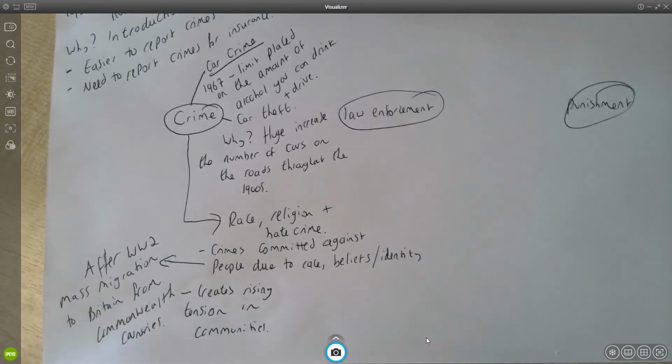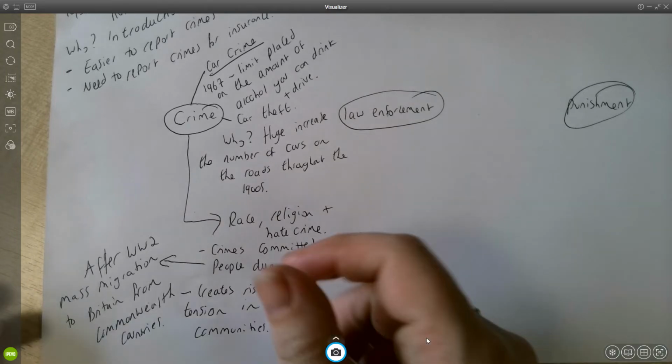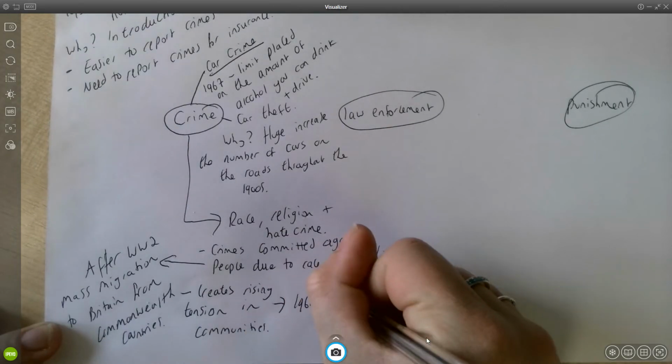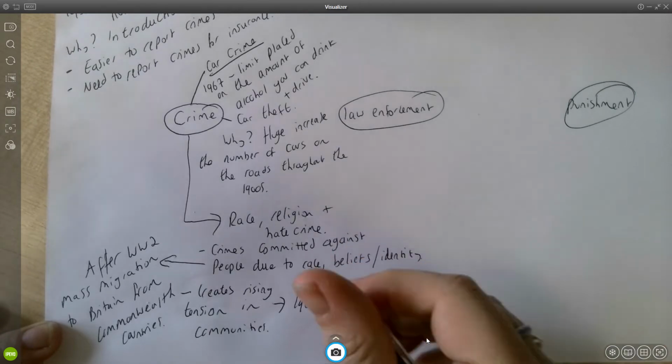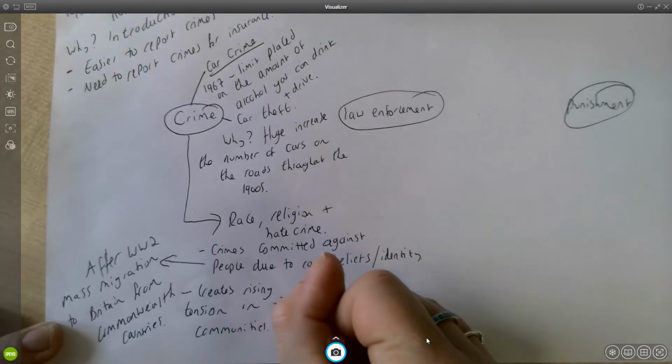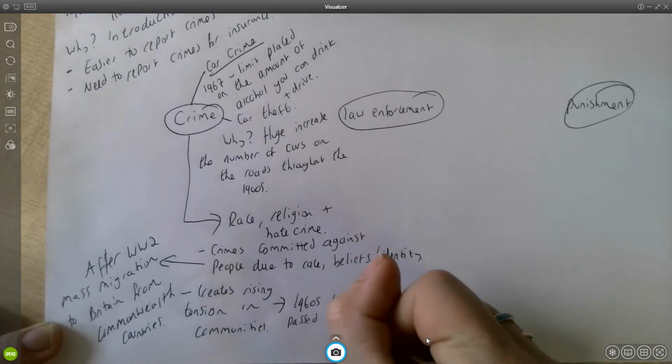Which means, for example, people who rent houses might refuse to rent that house out to people of a certain race. So in the 1960s, laws are passed to ensure equal treatment of people.